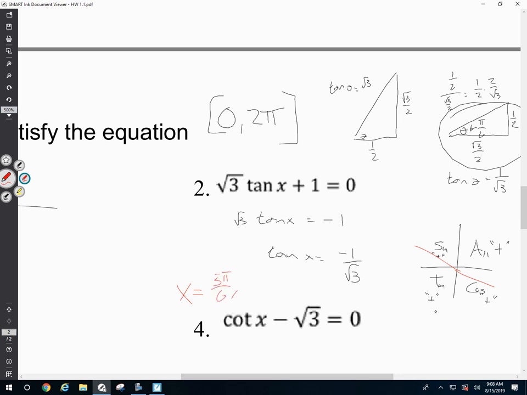This would be 2 pi, which is 12 pi over 6. Subtract the pi over 6, I get to 11 pi over 6. This is my easiest way of getting to those angle measurements.